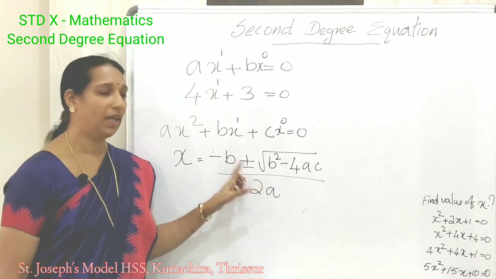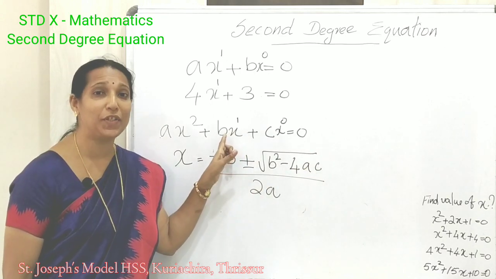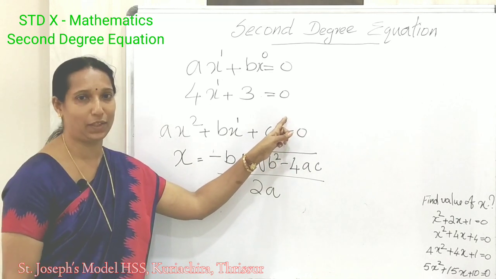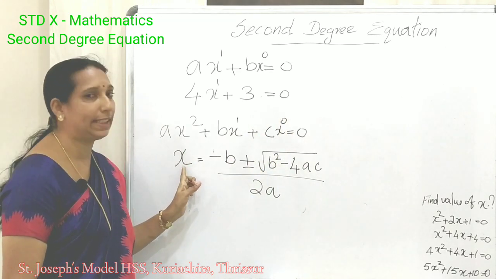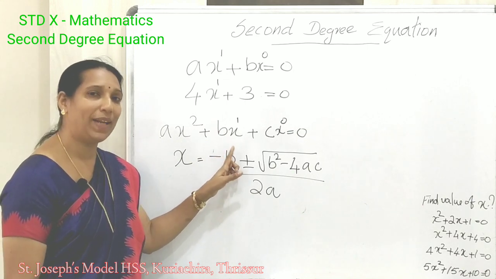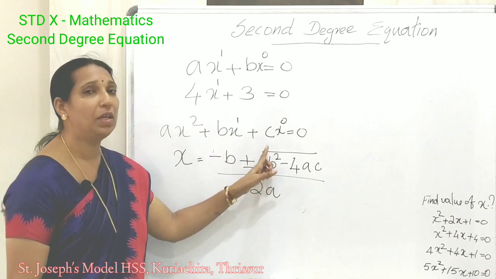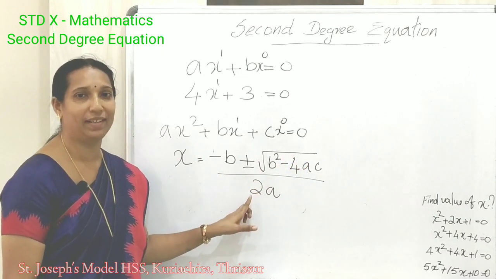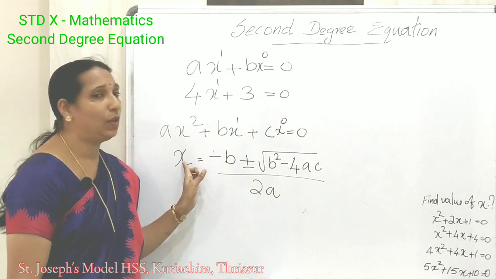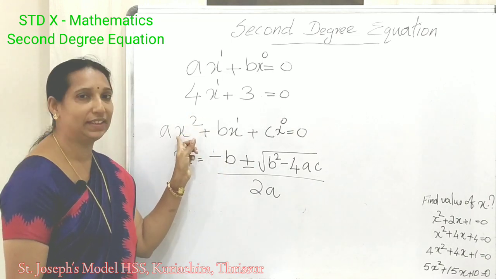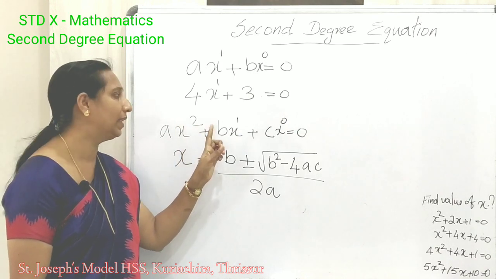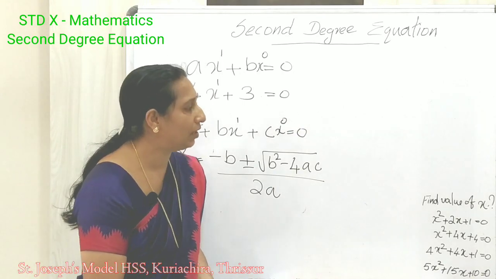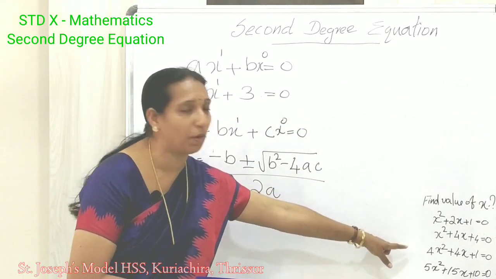Here a, b, c are the coefficient of x square, x raised to 1 and also x raised to 0. Then again x is equal to minus b plus or minus root of b square minus 4ac all divided by 2a. This is the value of x. In the general equation ax square plus bx plus c is equal to 0. Next we start to find the value of x in these problems.